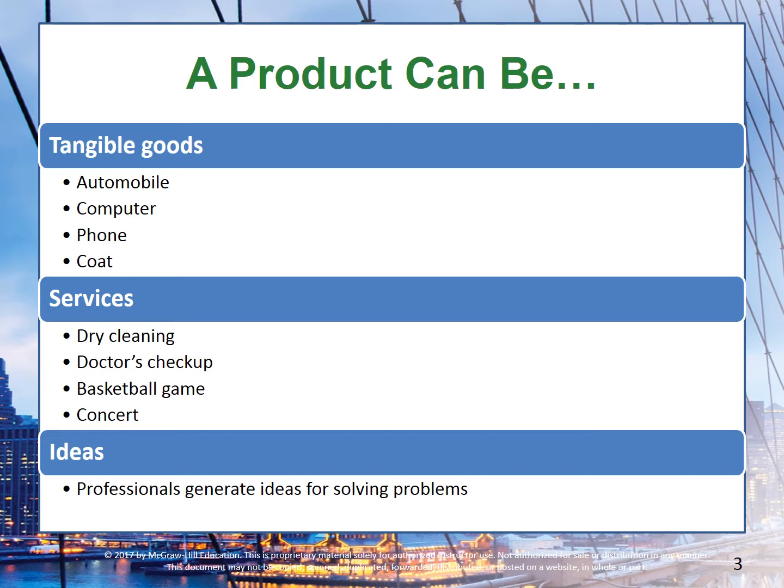But a product can also be a service, anything that I am paying for this person to do for me. For instance, dry cleaning. If I take a dress to the dry cleaners, I am paying them to clean and press that dress. Also, a doctor's visit. That can be a product, because when I go in, I'm paying the doctor to examine me or one of my family members. A basketball game or a concert are some other examples.